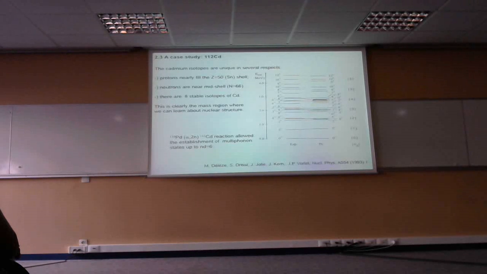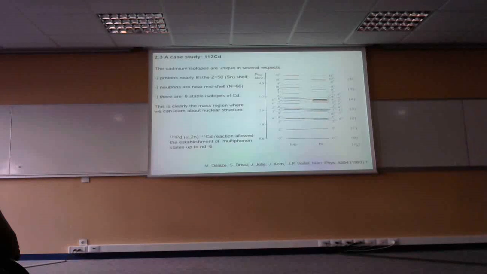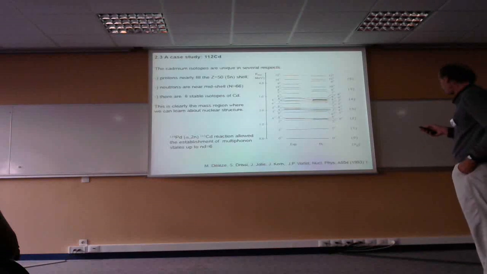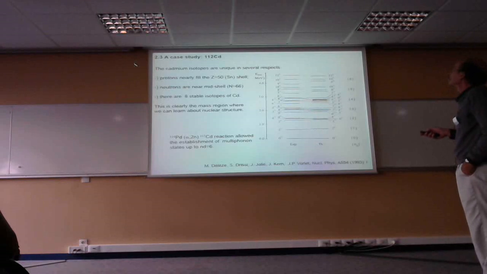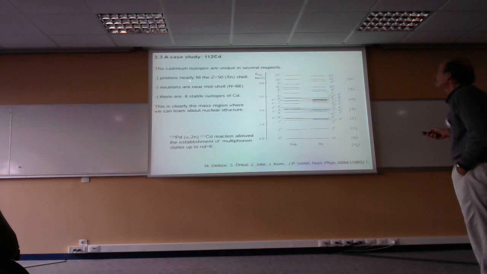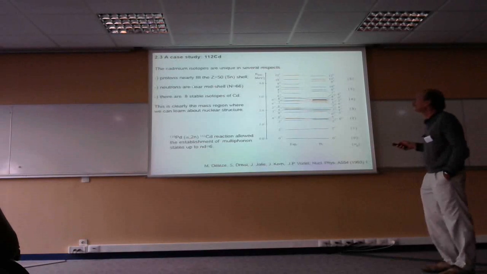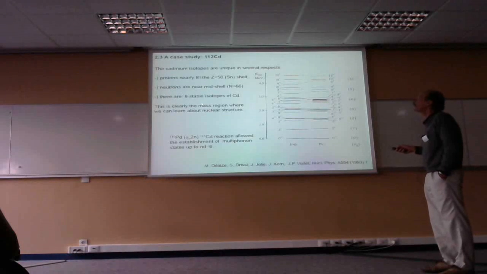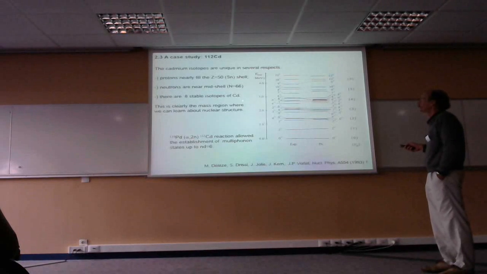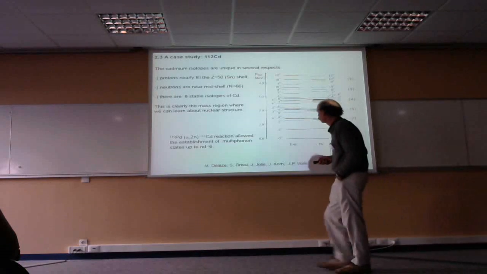I want to illustrate how we do that by considering a case study, and the case study is 112 cadmium. As I said before, the cadmium isotopes are unique in several respects. Protons nearly fill the Z=50 tin shell. Neutrons are near mid shell, and in fact there are 8 stable isotopes of cadmium. So this is clearly the mass region where we can learn about nuclear structure.